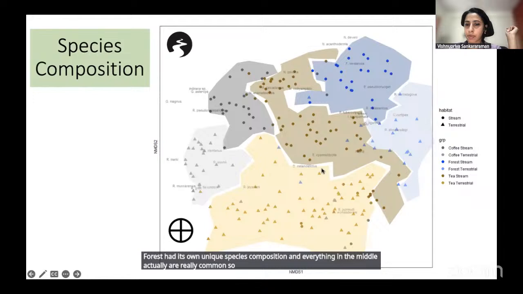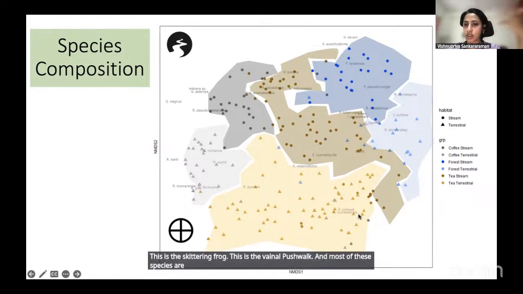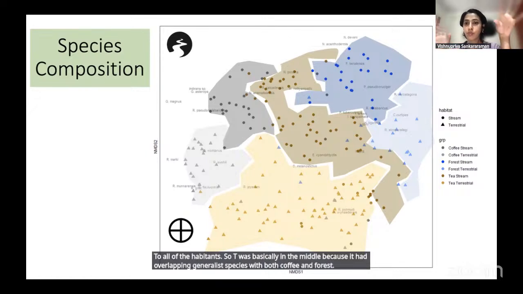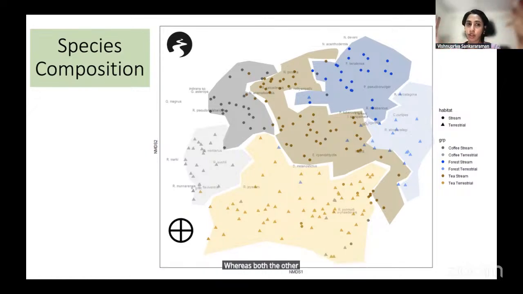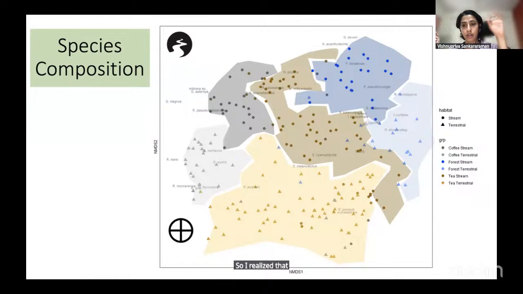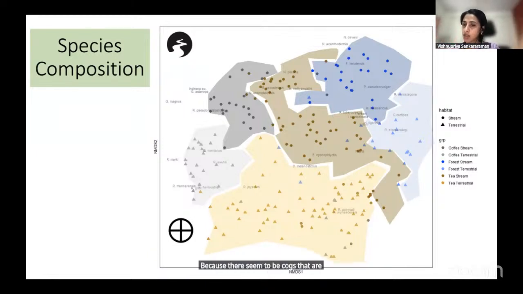So this species, for example, that's written here in the middle is the common Indian toad. This is the skittering frog. This is the Wayanad bush frog. And most of these species are basically found anywhere. They're generalists. They're able to adapt to all of the habitats. So tea was basically in the middle because it had overlapping generalist species with both coffee and forest, whereas both the other land uses, coffee and forest, had very unique species compositions. So I realized that conserving coffee streams just by themselves is very important, and forest alone can't do that job because there seem to be frogs that are adapted to live in coffee plantations.